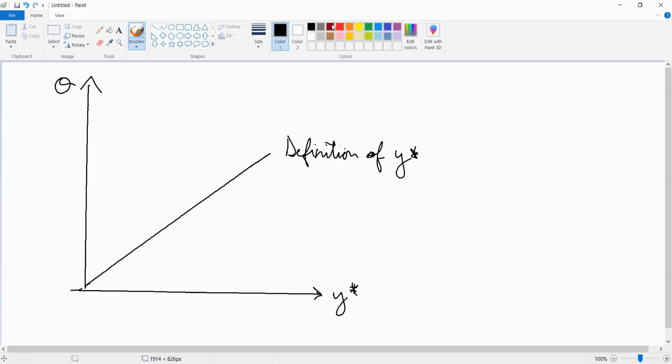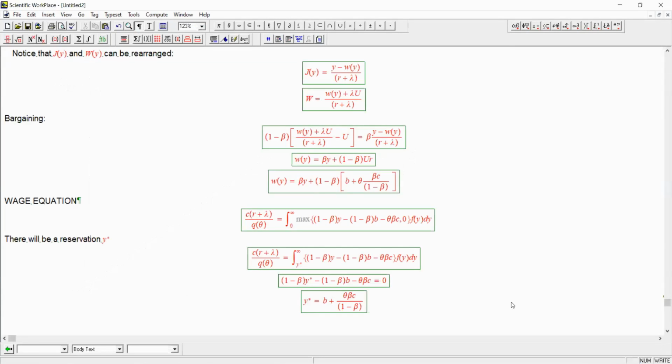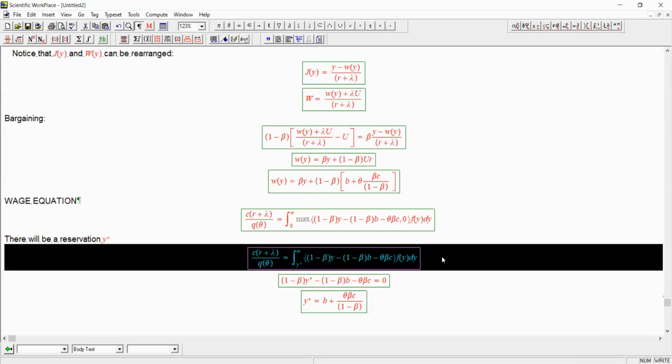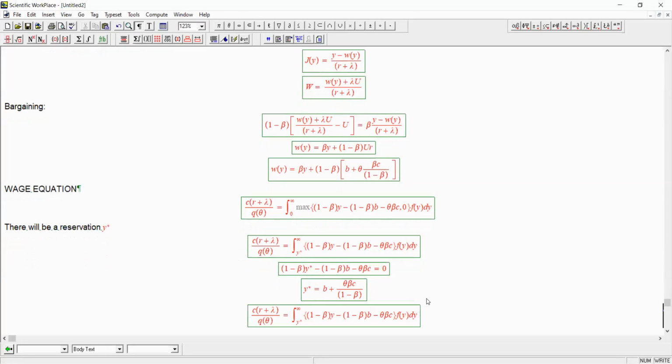What about the other equation? Well, let's go back to our algebra. Now let's try and figure out the shape of this second equation. First, let's notice that we can simplify this as follows. We can split out this from the integral to get the following.